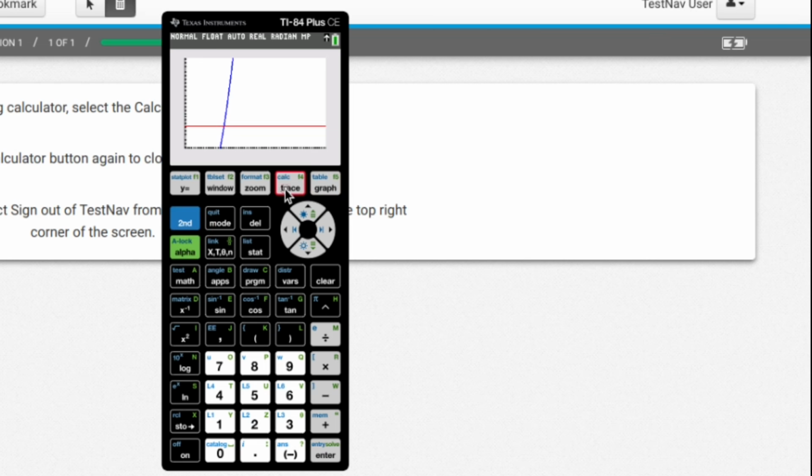Second, trace, hit 5 for intersect. The first curve, it shows up automatically at 80. My x is 80. So I don't want 80. That's a lot. So if I hit negative, there you are. Okay.